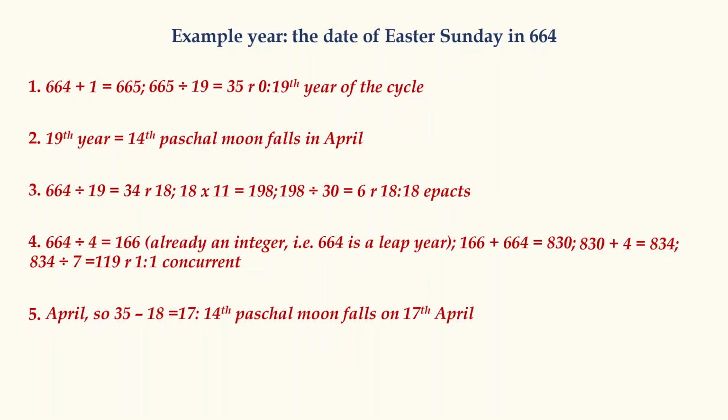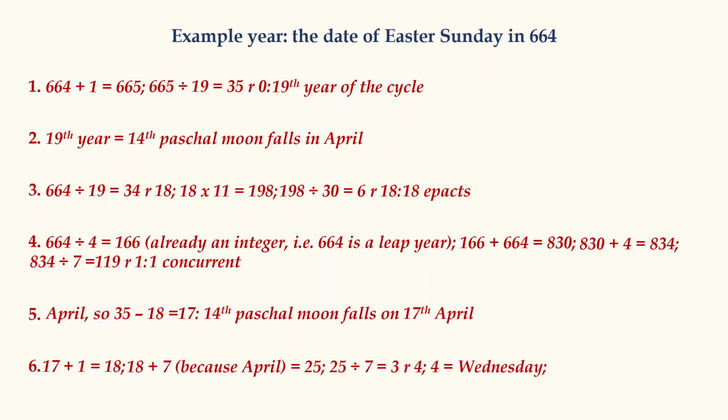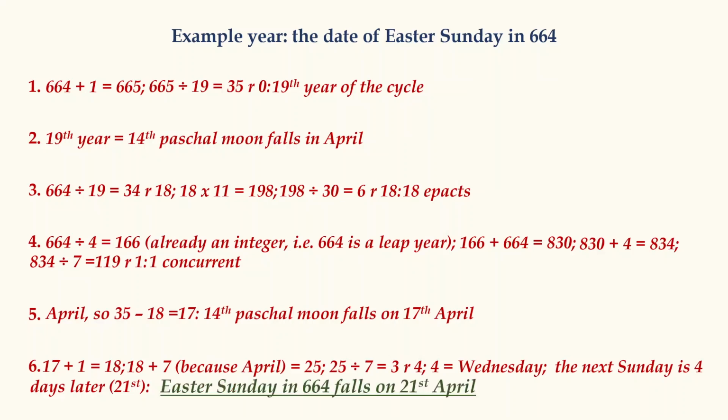Finally, step 6, the date of Easter Sunday. We add one concurrent to the date, 17, which makes 18. We're in April, so we add this 18 to 7, which makes 25. We divide 25 by 7, which leaves 3, remainder 4, and Wednesday is the 4th day. So we're on Wednesday the 17th of April, and the next Sunday is 4 days later, which makes it the 21st. So all that means that Easter Sunday in 664 AD was on the 21st of April.